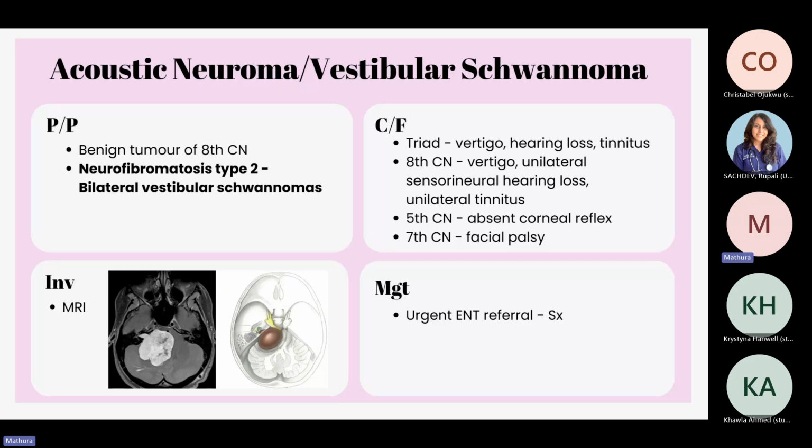signs associated with the vestibular, facial, or trigeminal nerve. One important sign I would say here to remember is if they have an absent corneal reflex, so that's related to cranial nerve 1 and 7, then that would really increase your clinical suspicion of an acoustic neuroma. In terms of management, you would refer via the 2-week wait pathway to the ENT team.